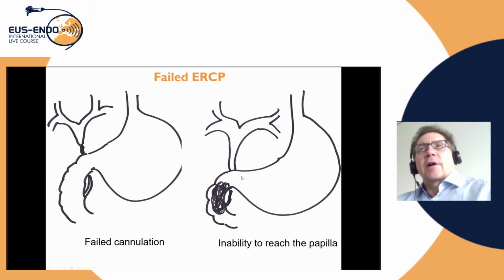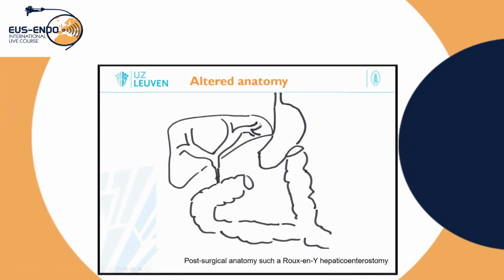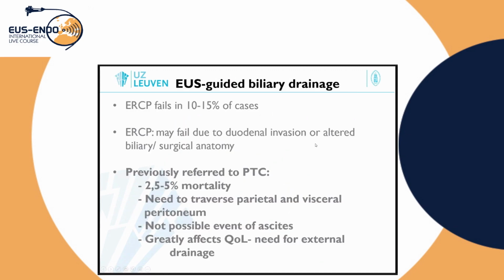And then the third scenario is the altered anatomy scenario, where patients have received previous surgical interventions, and it is not possible using a conventional duodenoscope to reach the biliary tract. That means these patients are left for us to consider other therapeutic options.